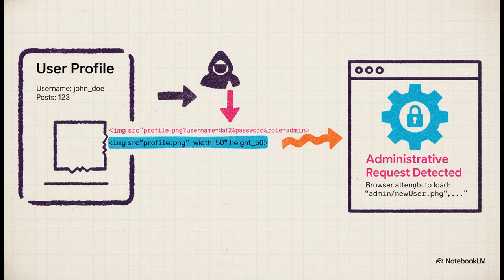But it's not an image, is it? It's a command to create a new admin user. And check out that little hash symbol at the end. That's a neat trick to make the browser ignore whatever came after it, like the original .give file extension.